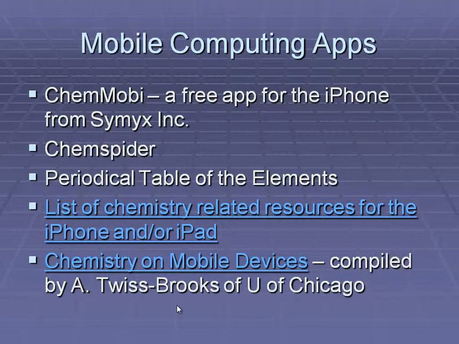Mobile computing apps: many of the things that are on the regular World Wide Web are now on smartphones. Chemspider, there are a couple of resources for the periodic table of the elements. There's actually a listing of resources for the iPhone or iPad. So, I know everybody loves their smartphone, and please feel free to use it to find physical and chemical property data.